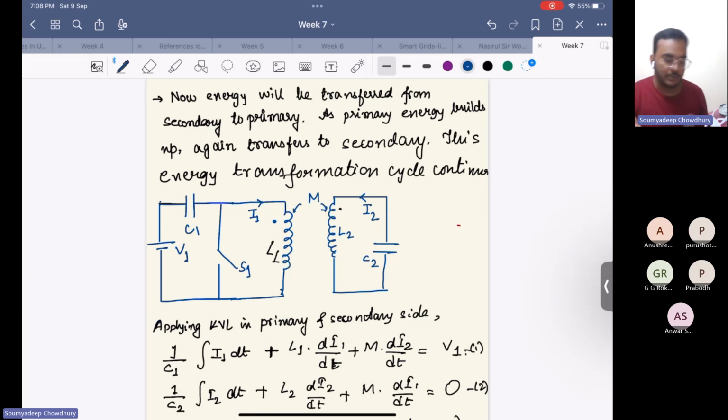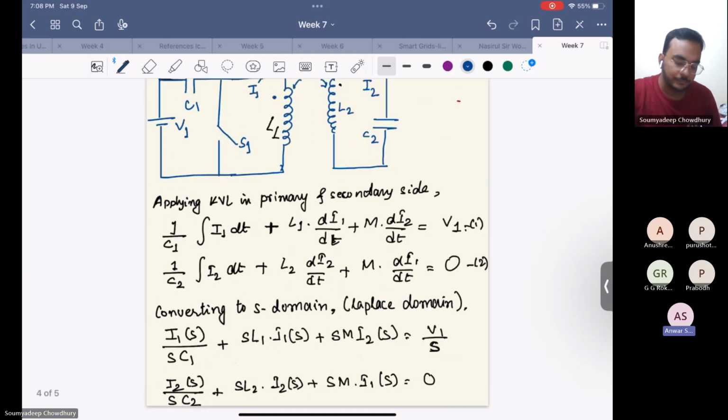We are taking first S1 will be momentarily closed and C1 will be fully charged. Then we will open S1. C1 will now discharge through L1, and this energy build-up in the primary will be transferred to the secondary through the air medium. And then again, there will be a flow of current in the secondary winding. And again, this transfer of energy cycle will continue.